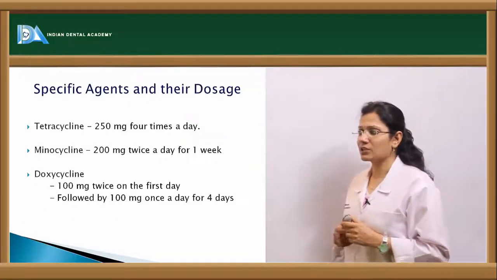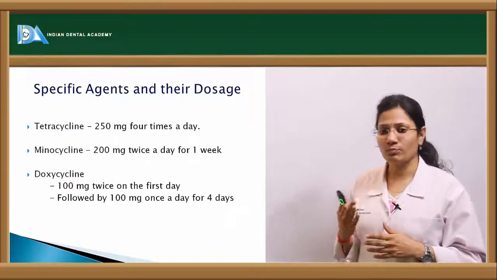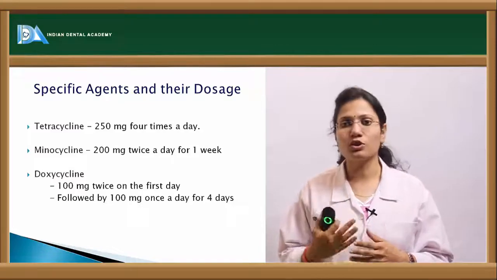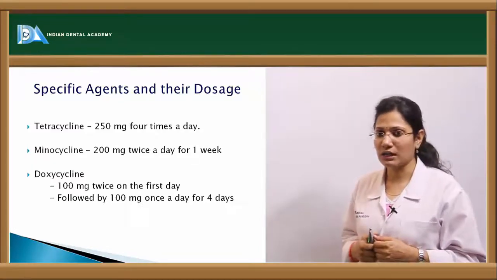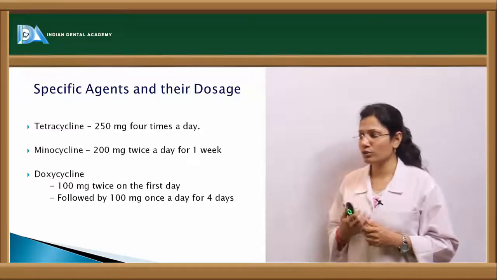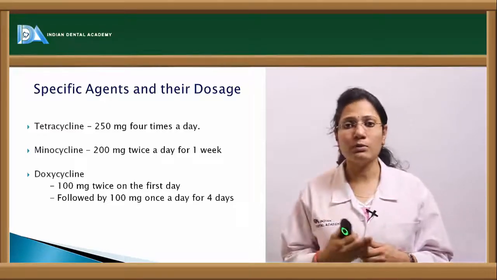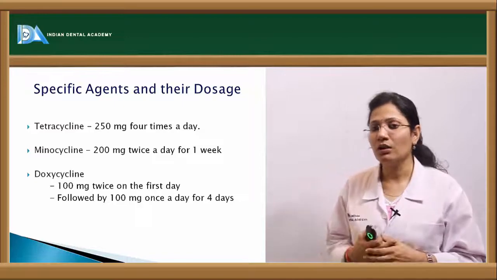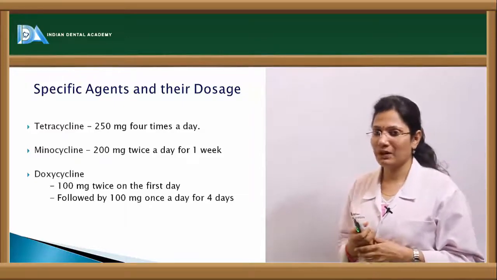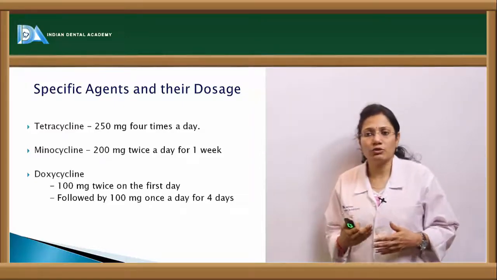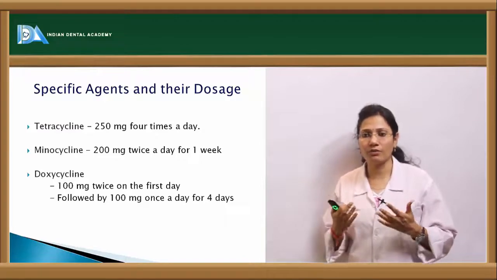What are the specific agents and their dosage? You have many modifications of tetracyclines, which include minocycline and doxycycline. The tetracycline dosage would be about 250 milligrams 4 times a day. Taking a tablet 4 times a day would be poor compliance for the patient. The patient won't be able to take it 4 times a day. He might not even remember.